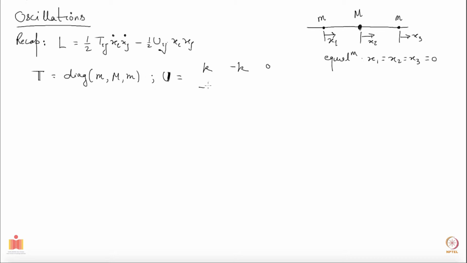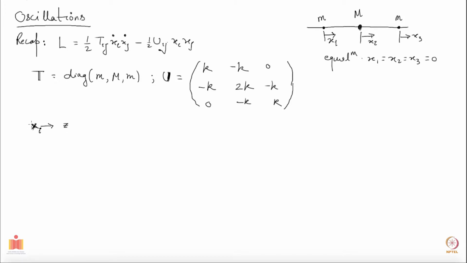You should check that what I am writing is symmetric. 0 minus K. It looks symmetric, so it's good. So that's the matrix we have. And then we said if we do a transformation from x, so this x is basically a column vector, to z, let me write the components of the x.